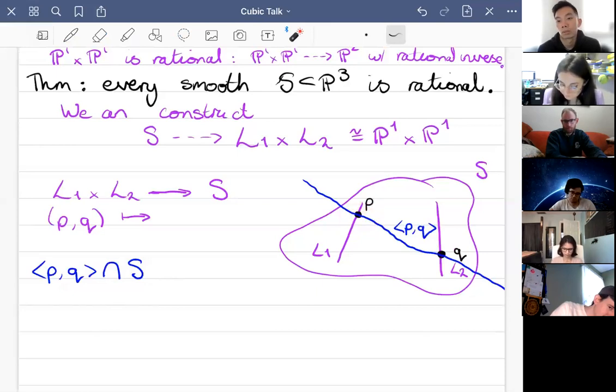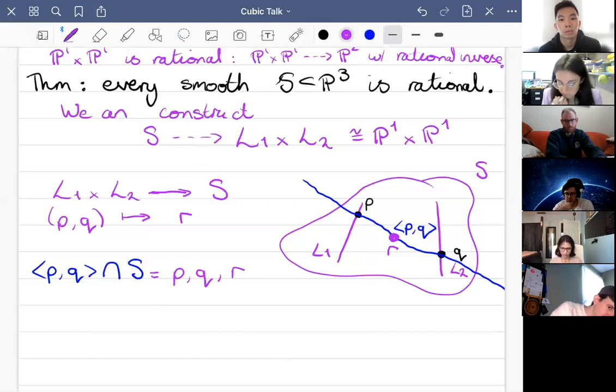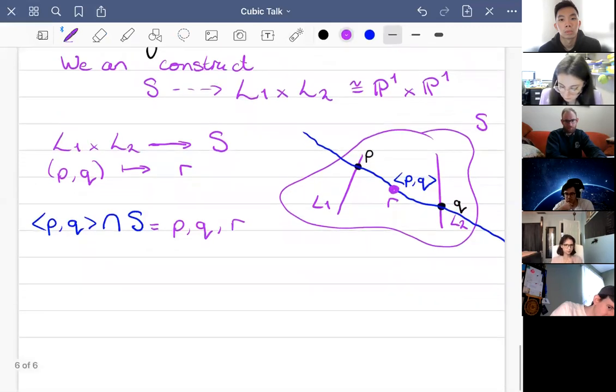And so one of those solutions is going to be this point P. It's on the line and it's on S. Another is going to be this Q, but we're going to get a third point of intersection. Maybe it's somewhere here. And we're going to call that R. So this set should be P, Q, and a third point R. So to construct this map, we'll send these 2 points just to the third point of intersection. Okay. And again, this is defined for all points on my lines, L1 and L2.